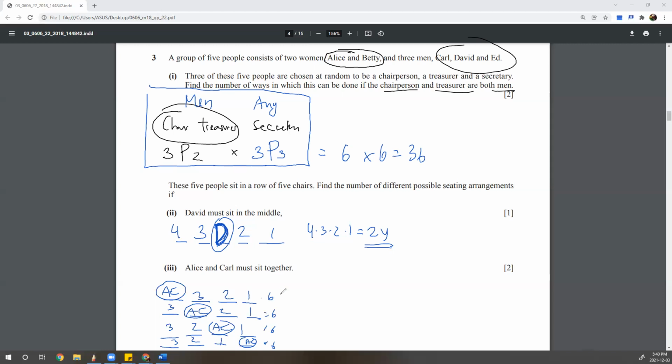We have 24 possibilities, but we have to multiply by 2. This is pure logic. Why multiply by 2? Because AC can be CA also, right? We have 2 possibilities. The exact same part like this, but not AC anymore, CA. So 6 plus 6 plus 6 plus 6 is 24, times 2. So 48 possible arrangements. Number 3.